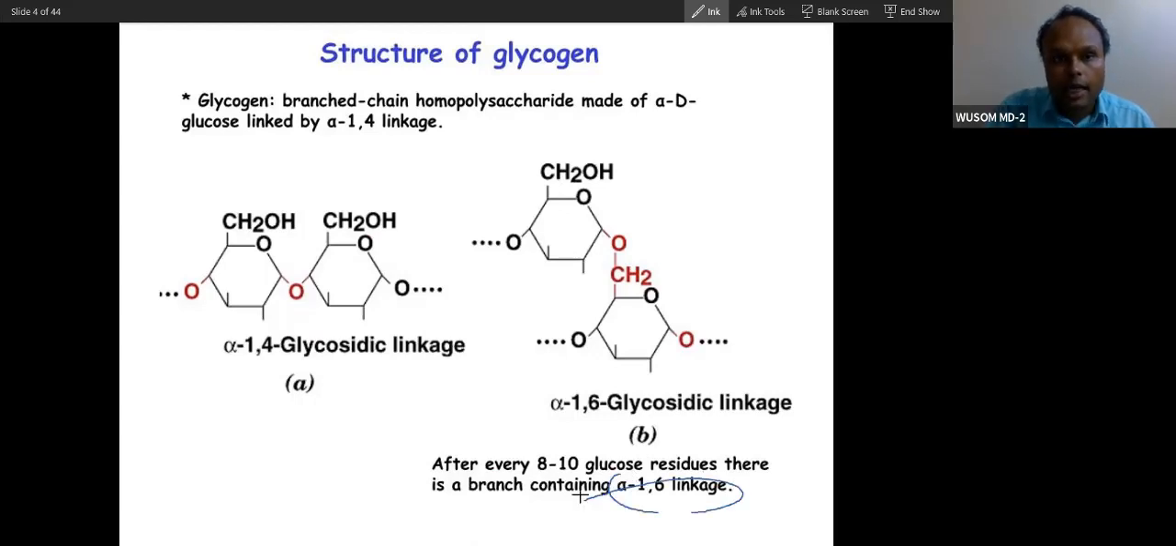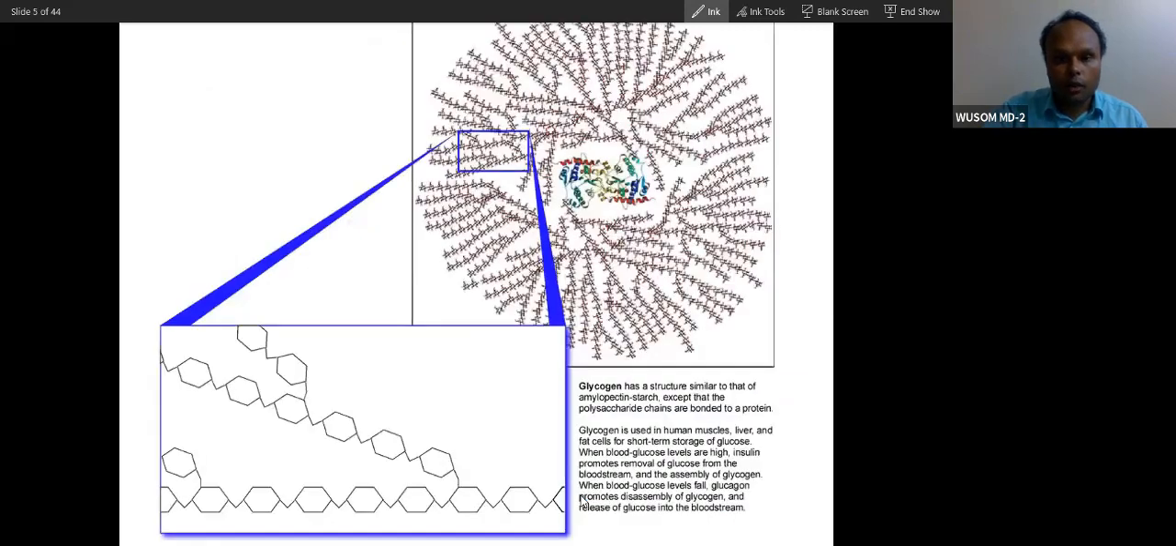Remember the glycogen structure nicely to understand glycogen metabolism. If you don't understand the glycogen structure nicely, it will be difficult. You will understand, but it will not be that lucid, that clear. You can see the magnified picture of this branching here. These are all alpha 1,6. These are all alpha 1,4. Alpha 1,4 is the straight chain, and only at the branch point is there alpha 1,6.